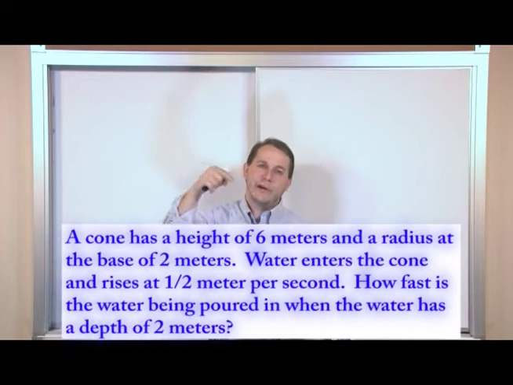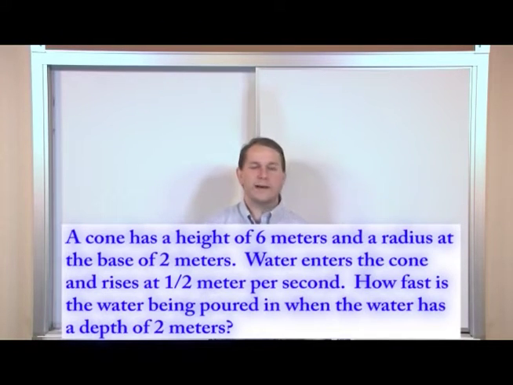Water is entering and flowing into this cone, and it rises at a rate of 1/2 meter per second inside the cone as it rises up. How fast is the water being poured in when the water has a depth of 2 meters? When the water has a depth of 2 meters.